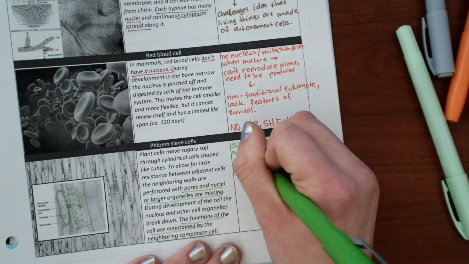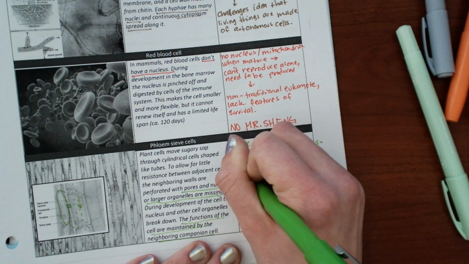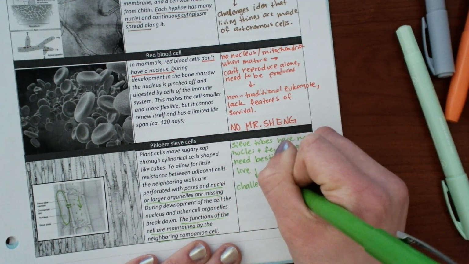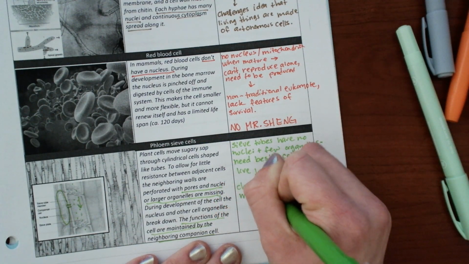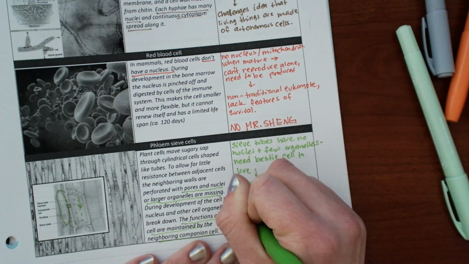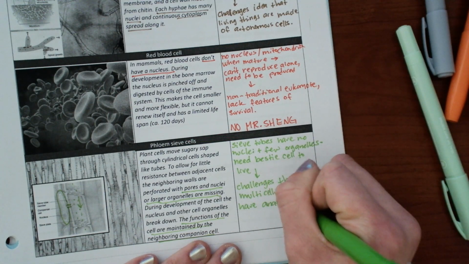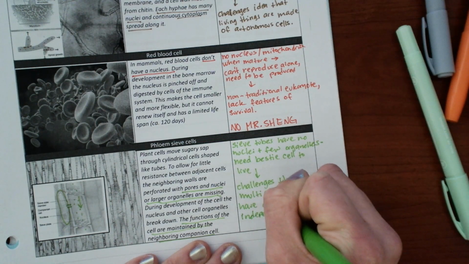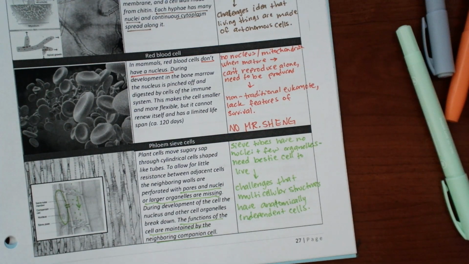Need bestie cell to live. Challenges that multicellular structures have anatomically independent cells, because they don't. These two are anatomically linked.